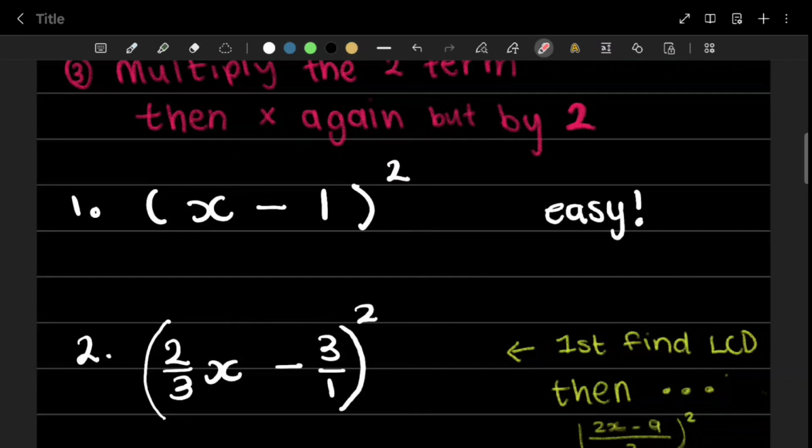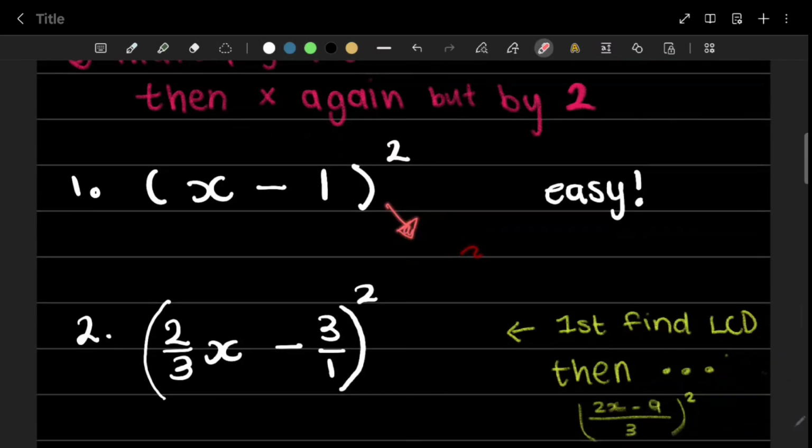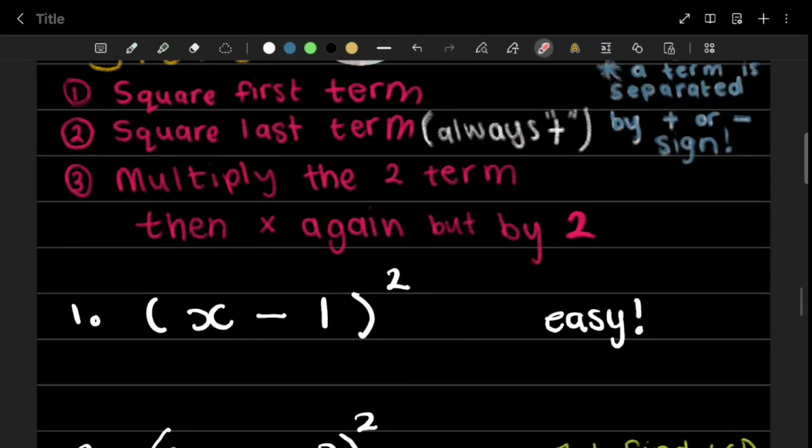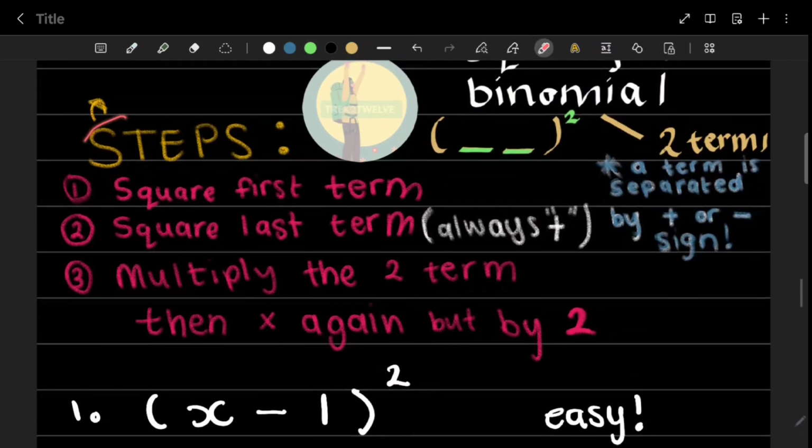Now, there are different ways to do this. For instance, for a question like this, doing x minus 1 multiplied again with the same bracket, but that's just going to take too much time. So, rather follow these steps. And I'm pretty sure you're going to get your answer in less than 15 to 20 seconds, or even less than that.